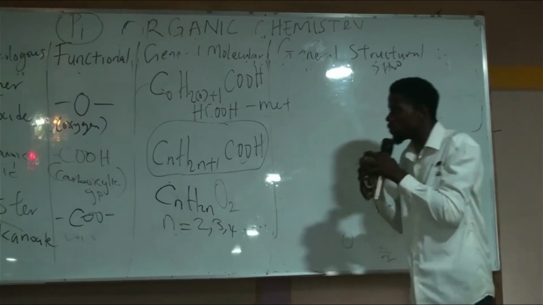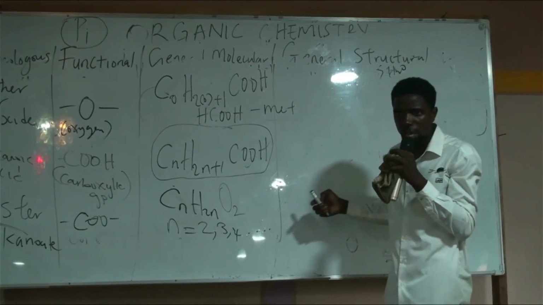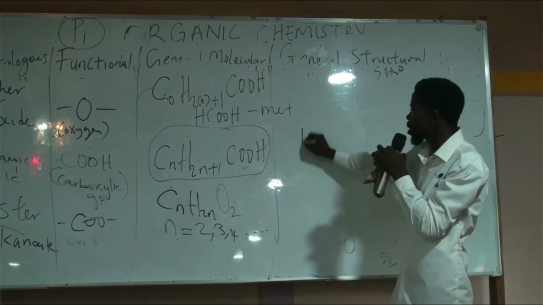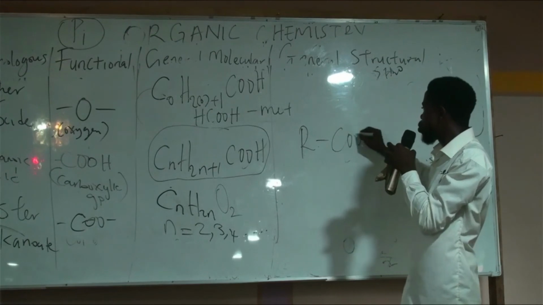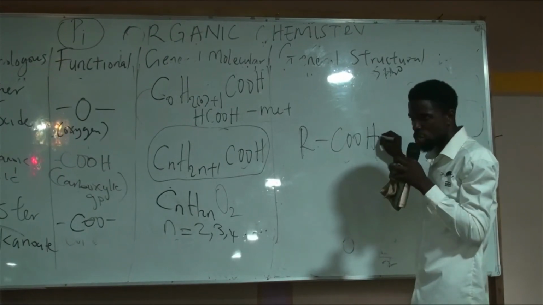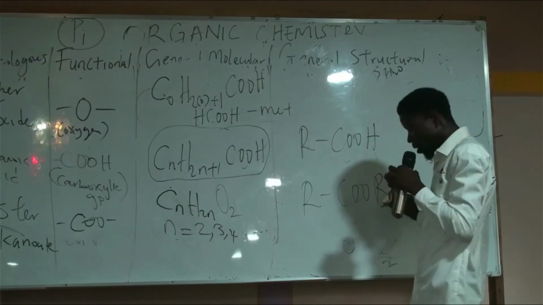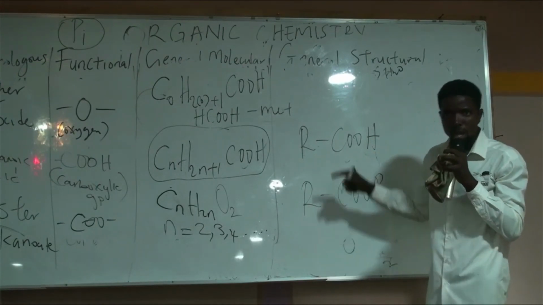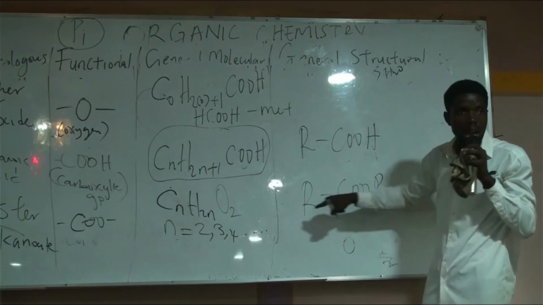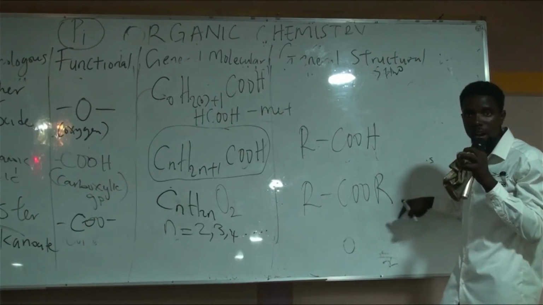Now, the difference between your alkanoic acid and your ester is that if it is alkanoic acid, RCOO, what will be here? H. But in the esters, RCOO, another R. Am I communicating? RCOO, H. Here, RCOO, another R.